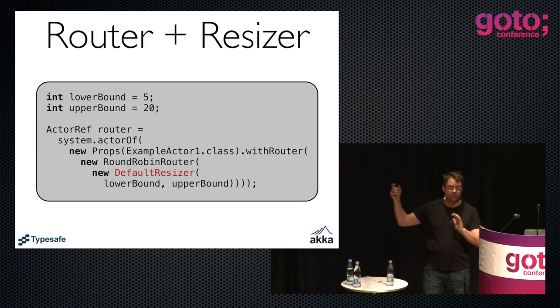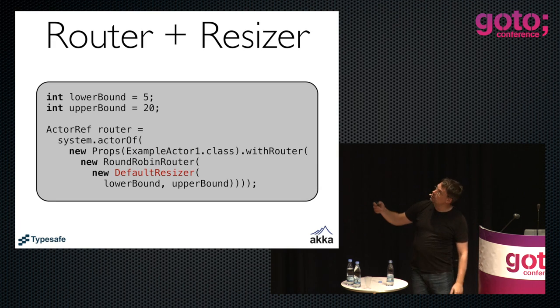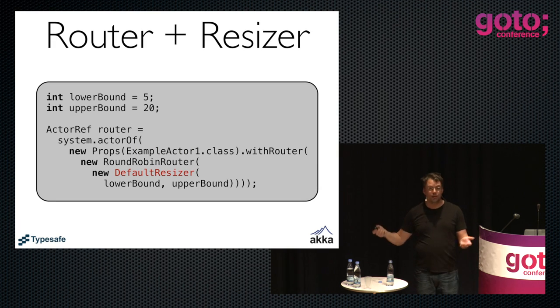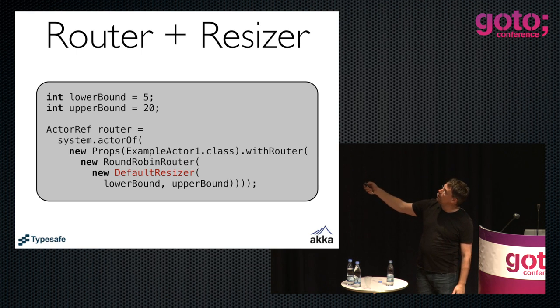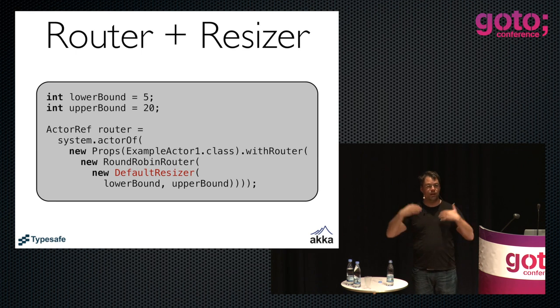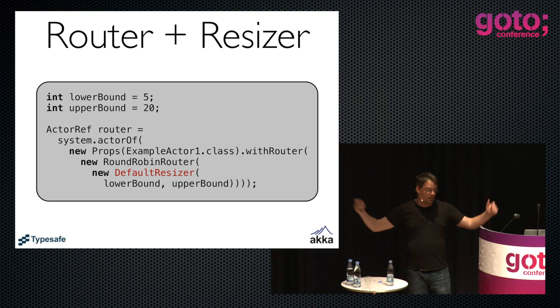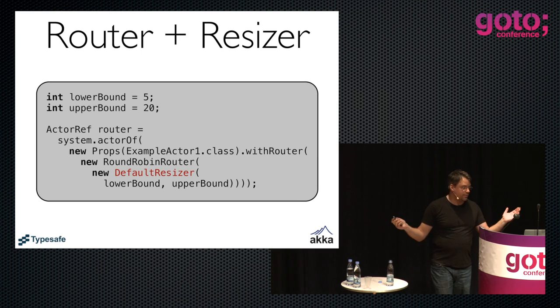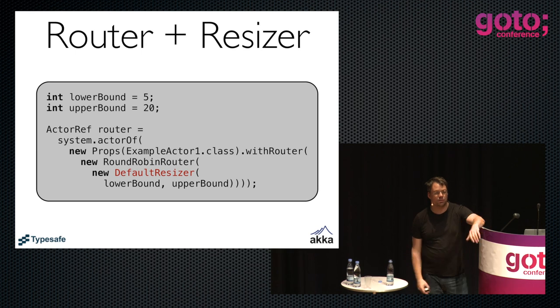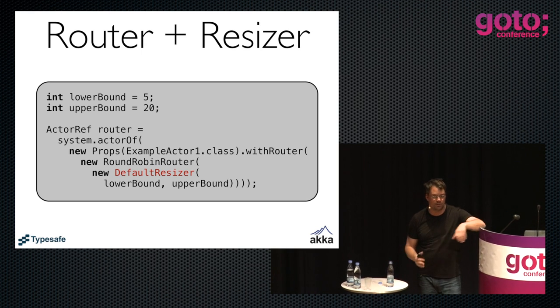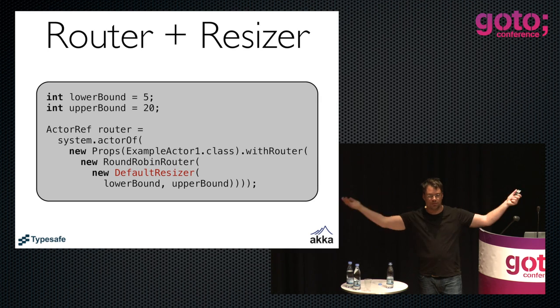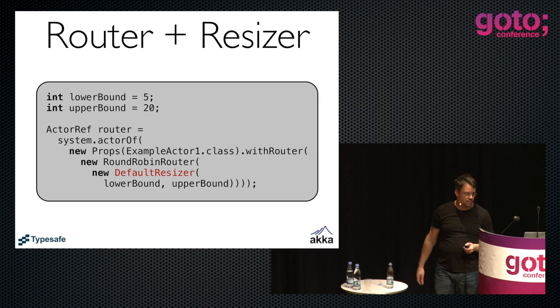You can also add, for example, a pool to a router. Say I want to have a lower bound and upper bound, just pass that into the round-robin router here, and then you get a router backed by a pool, and so on. And we have many different router implementations, like random, consistent hashing, broadcast, you name it. We have a lot of adaptive ones that look at least memory, least CPU, least number of messages in the mailbox, and so on. It's nice in the cluster.